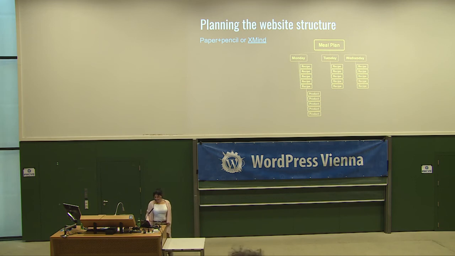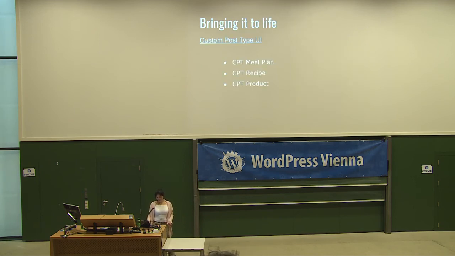After we planned the content, it was obvious that three custom post types were needed: meal plan, recipe that goes into the meal plan, and products that go into the recipe. To create them, we used the plugin Custom Post Type UI, which made it pretty easy to create custom post types and set the settings for each. And then obviously some taxonomies.